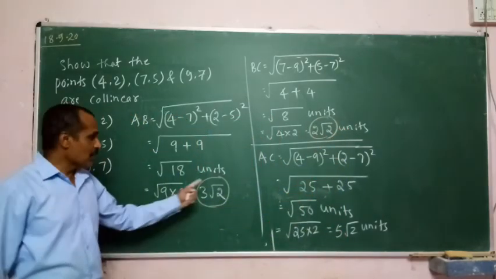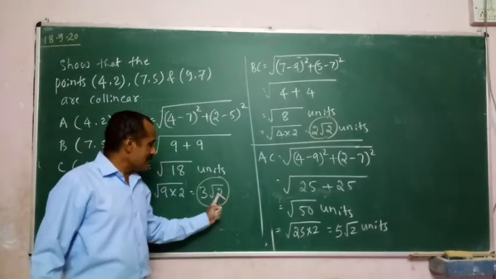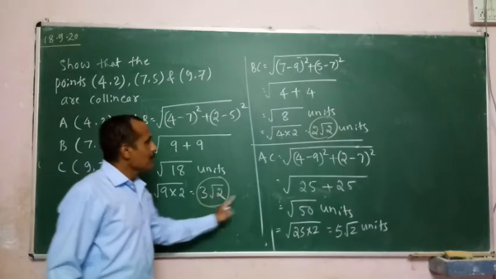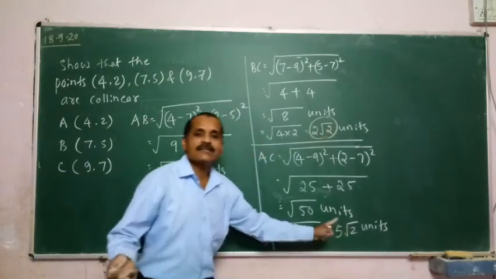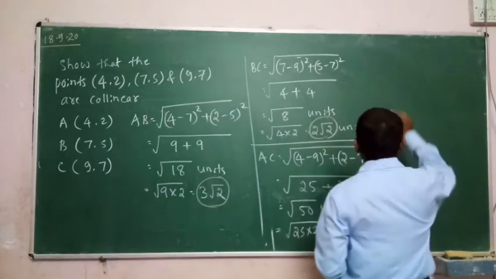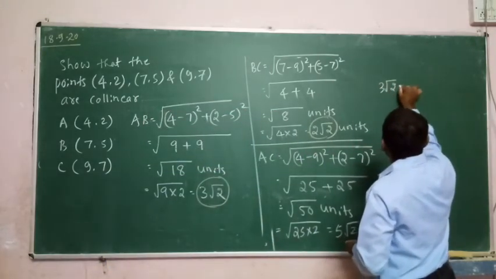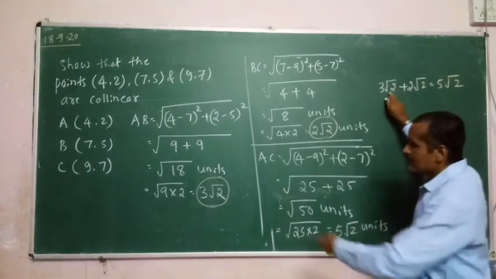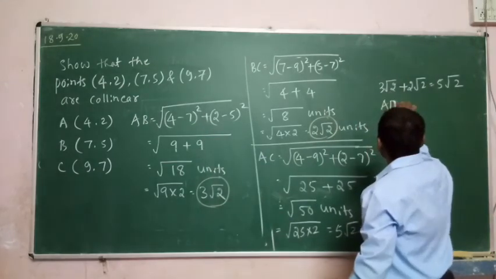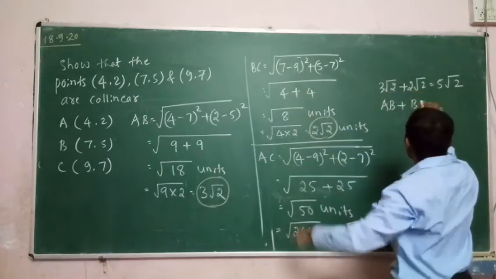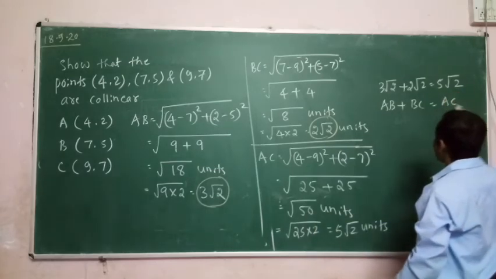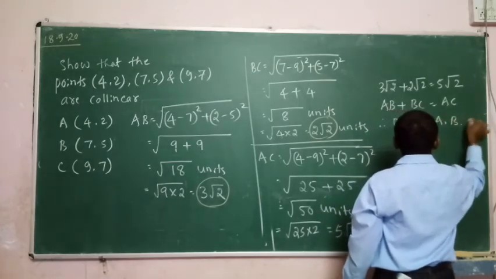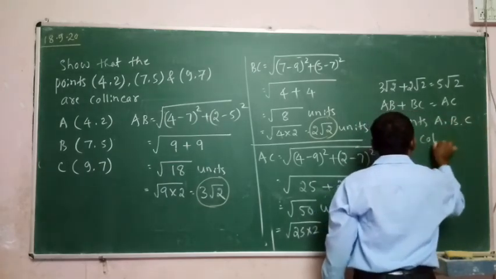Very simple. 3 root 2, just like algebra. This is what surds are. Addition is like algebra. 3x plus 2x is equal to 5x. I can write 3 root 2 plus 2 root 2 is equal to 5 root 2. That means AB plus BC is equal to AC. Therefore, points A, B, C are collinear.